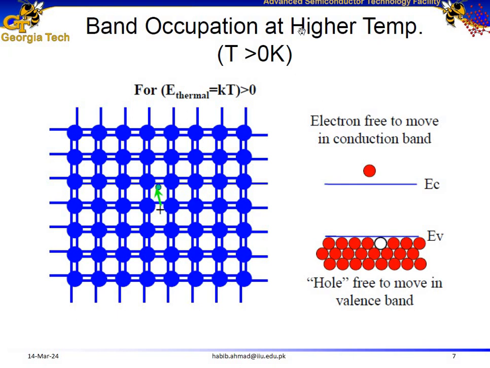Now if we slightly increase the temperature above 0 Kelvin, some of these electrons gain enough kinetic energy to break this bond, and now they are freely available to move around inside the semiconductor. By analogy, we can say that an electron has transitioned from the valence energy level to the conduction energy level.